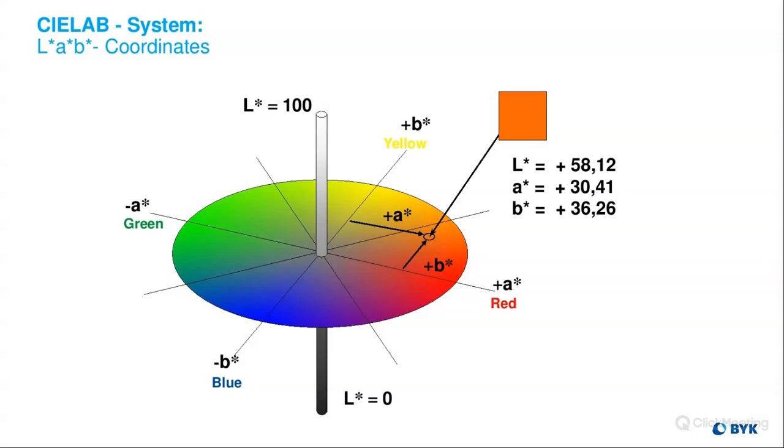Another question here. This may be more of an instrumentation question, but does the type of light source a spectrophotometer uses matter for color difference equations?